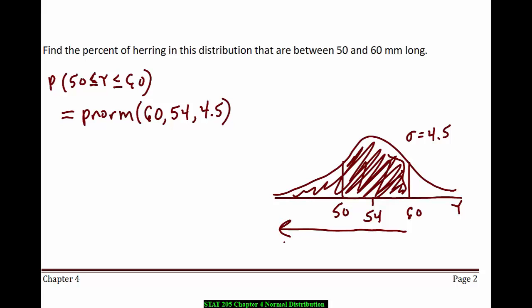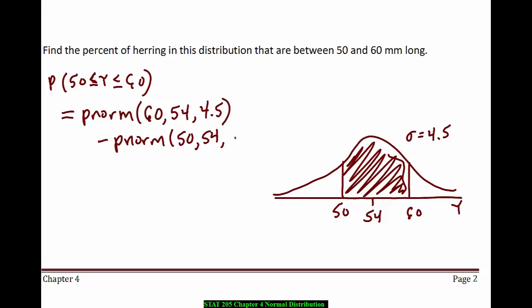pnorm of 60 gives us everything to the left of 60. We only want to keep 50 on up. So we need to go ahead and subtract out pnorm of 50. So we'll go ahead and do that. Centered at 54 and a standard deviation of 4.5.